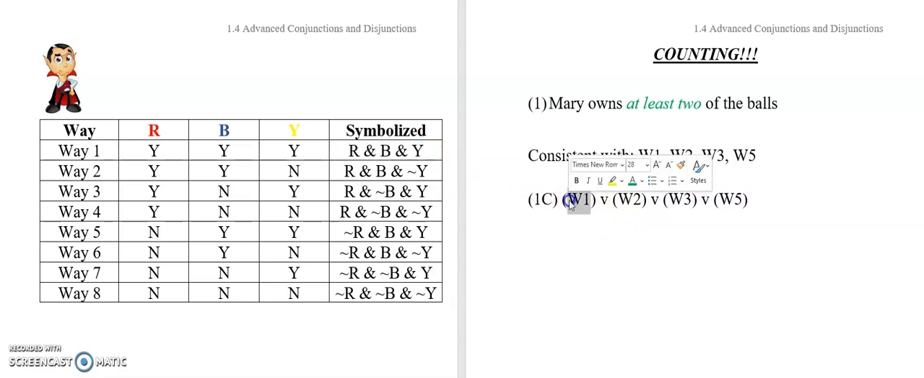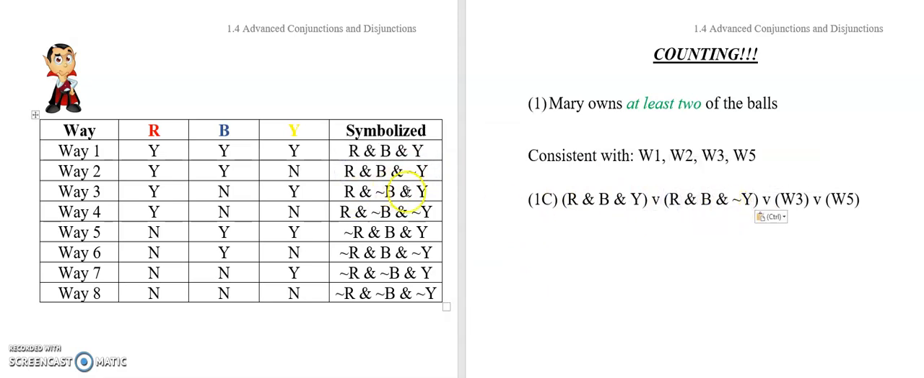So either this is true, or way 2, right? This is true, or way 3. Was it way 3? Let me double check that. Yeah, it's way 3, or it's way 5, okay, which was this one, right? So that would be your full translation from the consistent with perspective, okay?